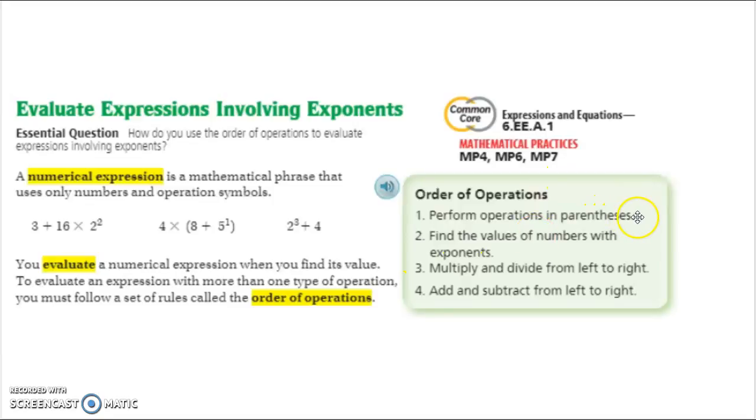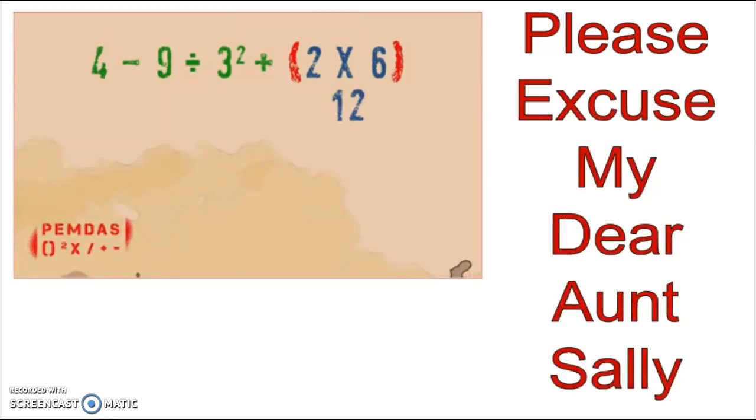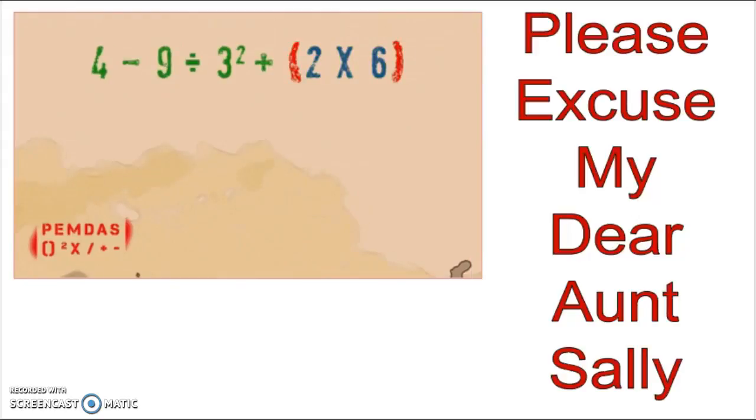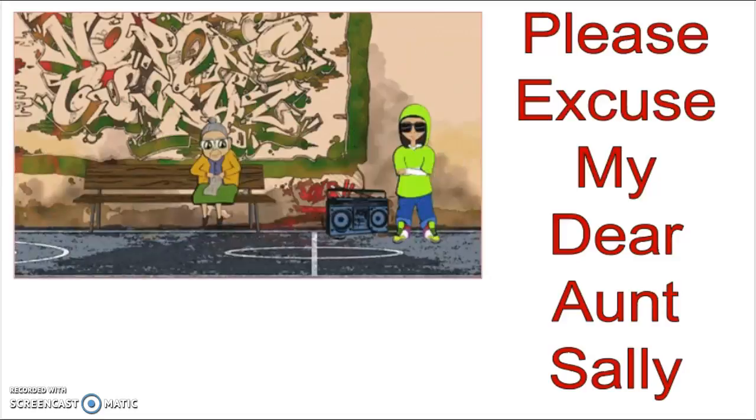So you first perform operations in parentheses. Second, find the values of numbers with exponents. Third, multiply and divide left to right. So if division is on the left of multiplication, then you divide. Same thing with addition and subtraction. If subtraction comes before the addition, then you subtract. It's not always add first, divide second. They're actually equal in this aspect. So don't forget, Please Excuse My Dear Aunt Sally, to remember parentheses, exponents, multiply, divide, add, subtract.